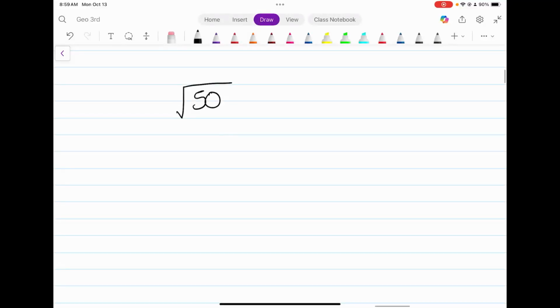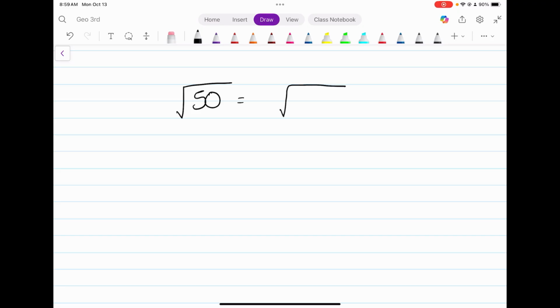To simplify radicals, you're going to break them into the product of two other numbers. The biggest thing is just making sure that when you split them, you break them into things you know the square root of, such as 5 and 10 won't work here. I don't know the square root of 5, I don't know the square root of 10, so we're going to have to break it into something different.